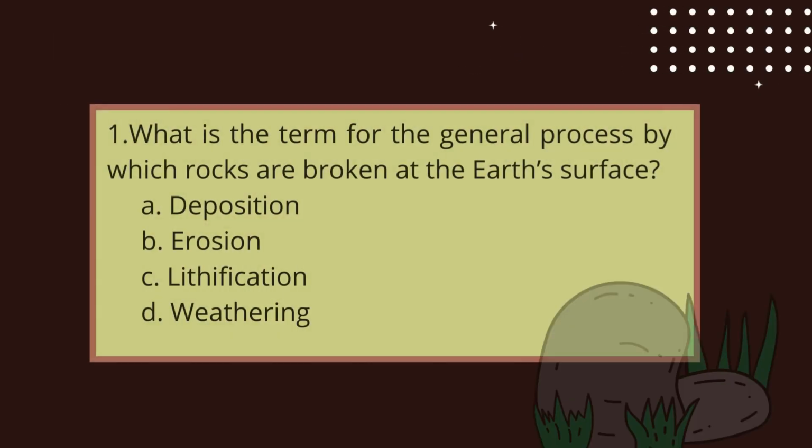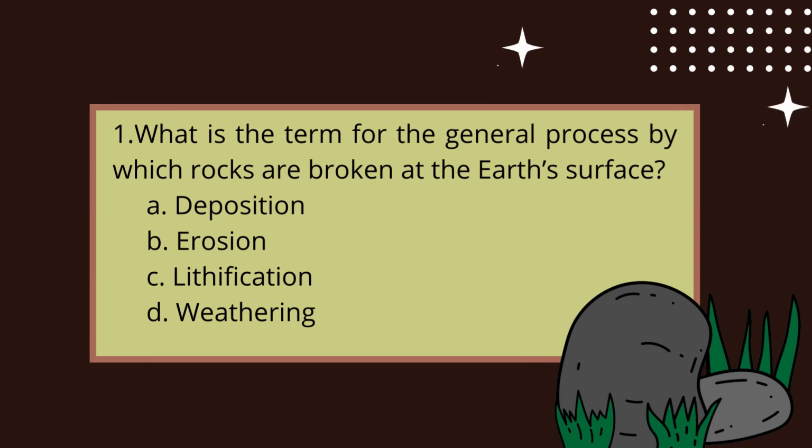For number 1, what is the term for the general process by which the rocks are broken at the Earth's surface? A. Deposition. B. Erosion. C. Lithification. D. Weathering.